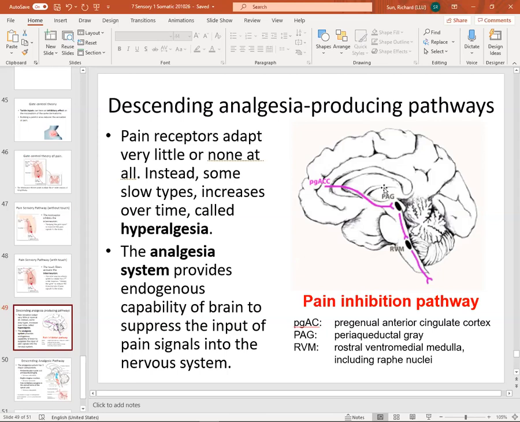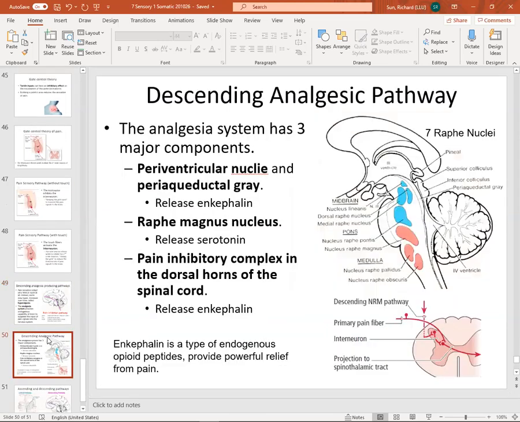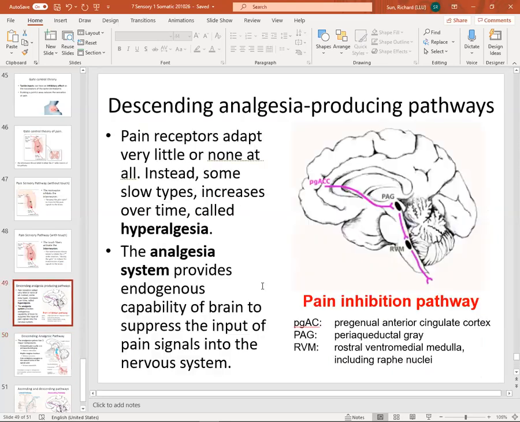So let's look at what the components are in this descending analgesia pathway. There are three major components along this pathway. One is the periventricular nuclei and the periaqueductal gray. So these two are right here, the periaqueductal gray right here. You need to know that this is the region that is very near the slow pain, right?